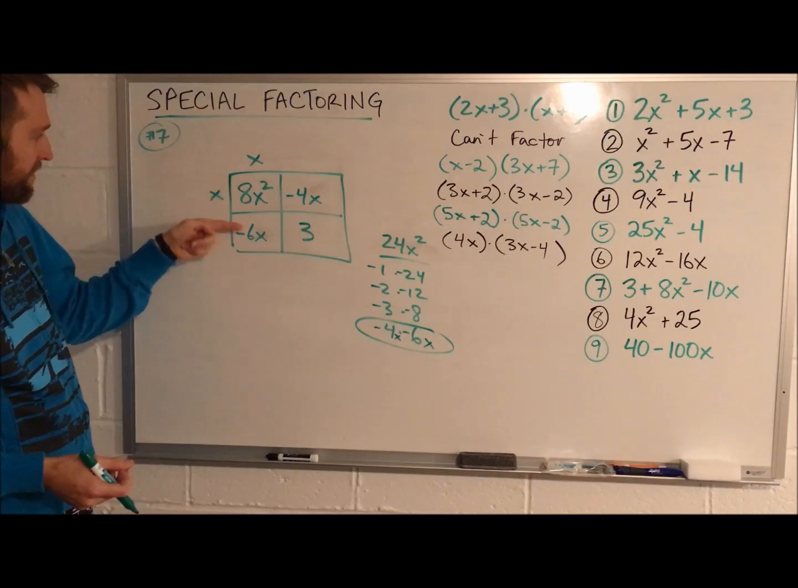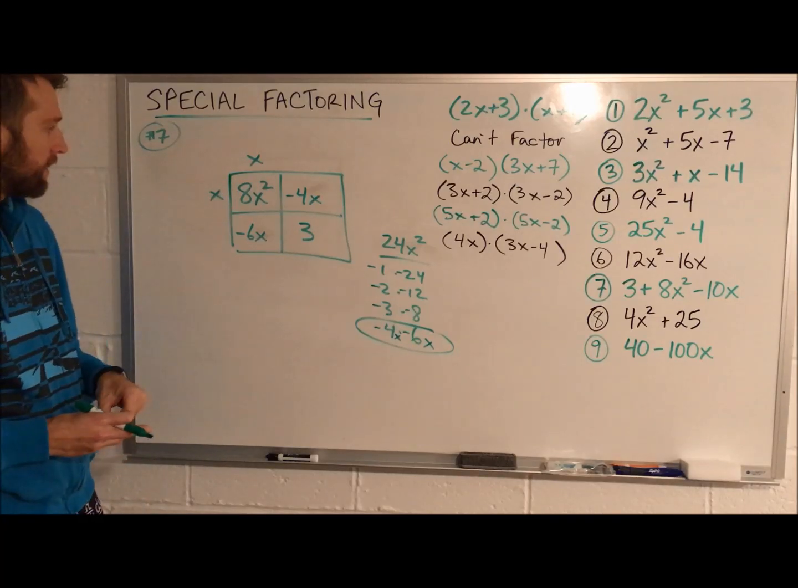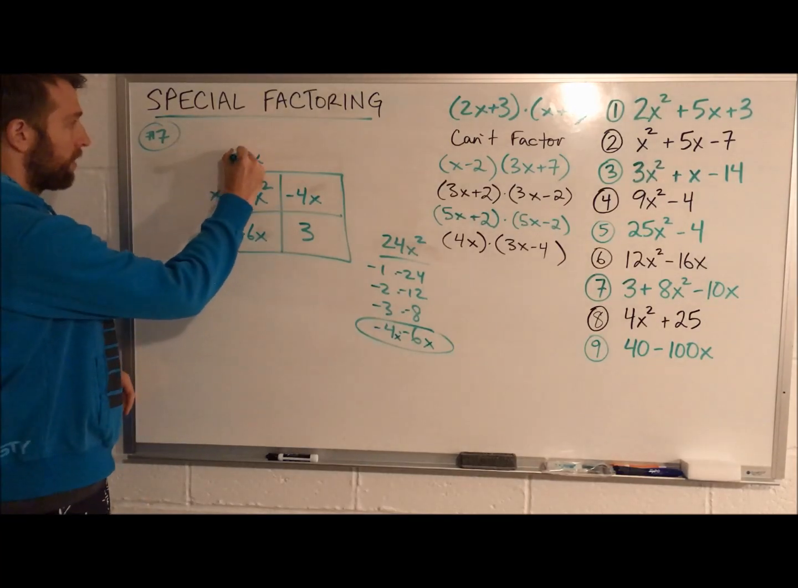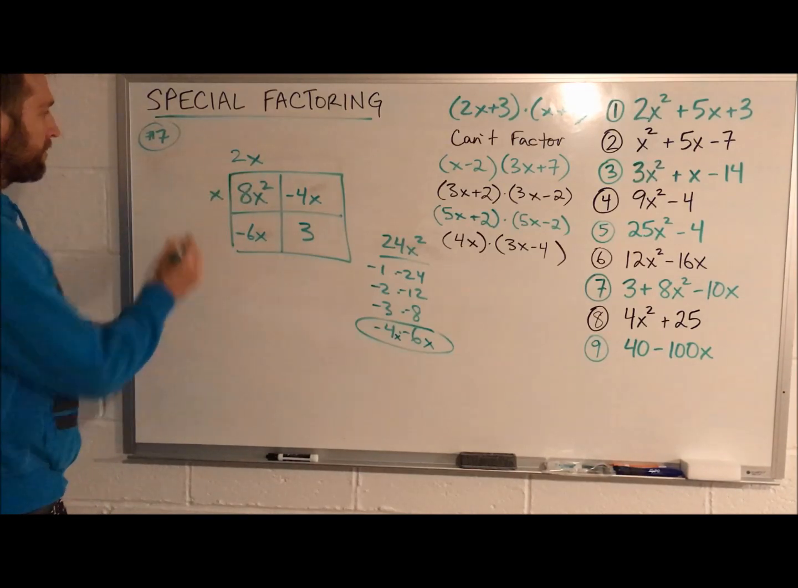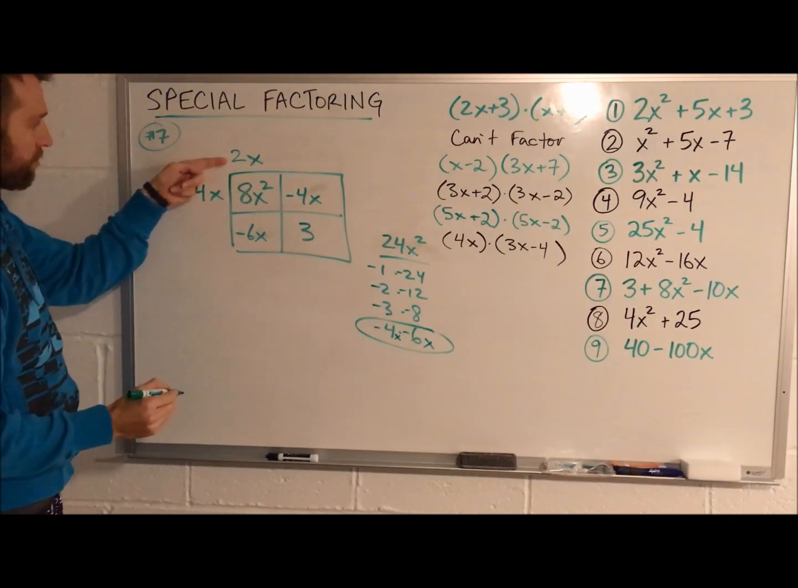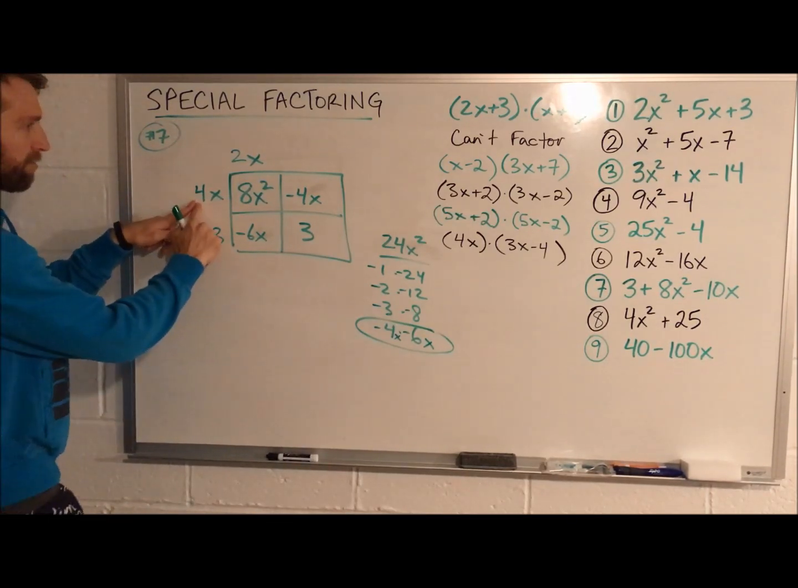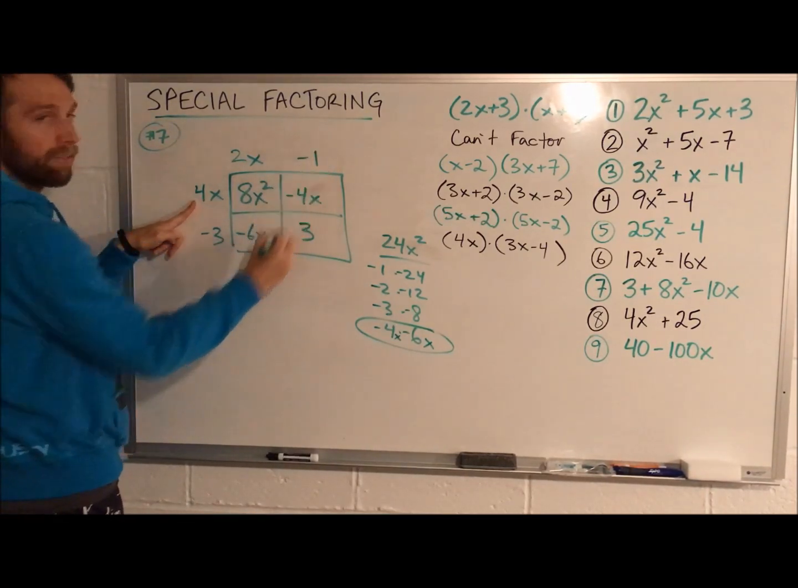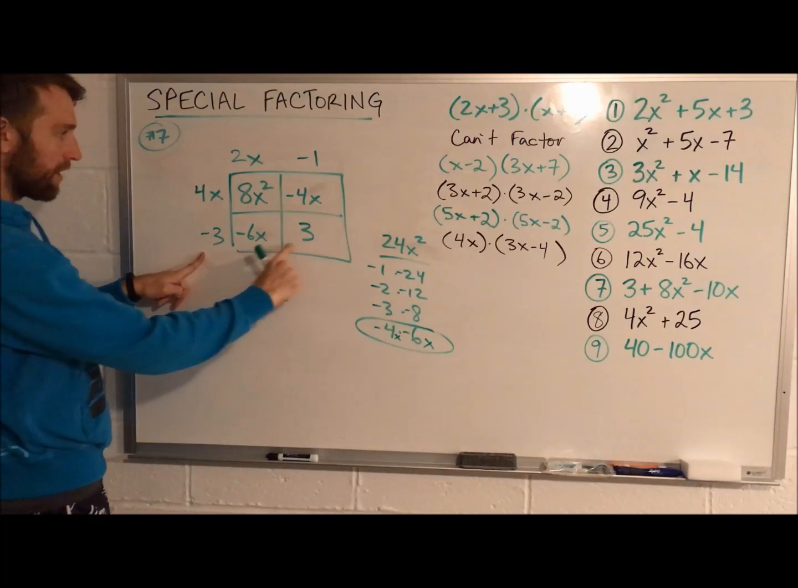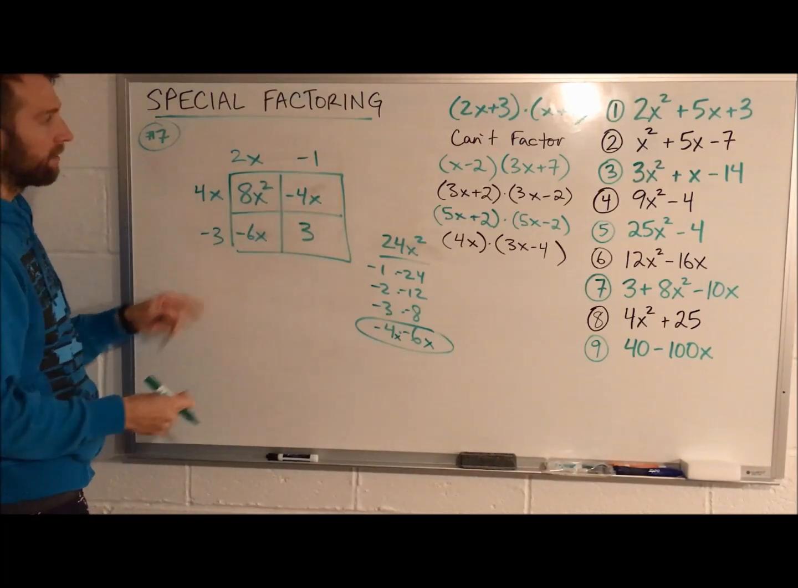What goes into both 8 and 6? Right? 2 goes into it. How many times does 2 go into 8? 4. How many times does 2 go into negative 6? Negative 3. How many times does 4 go into negative 4? Negative 1. How many times does negative 3 go into 3? We already have the negative 1.